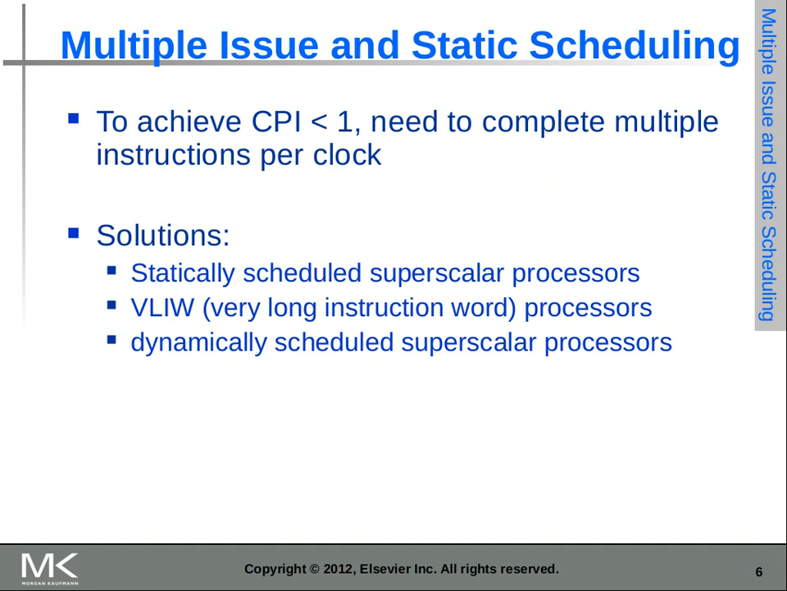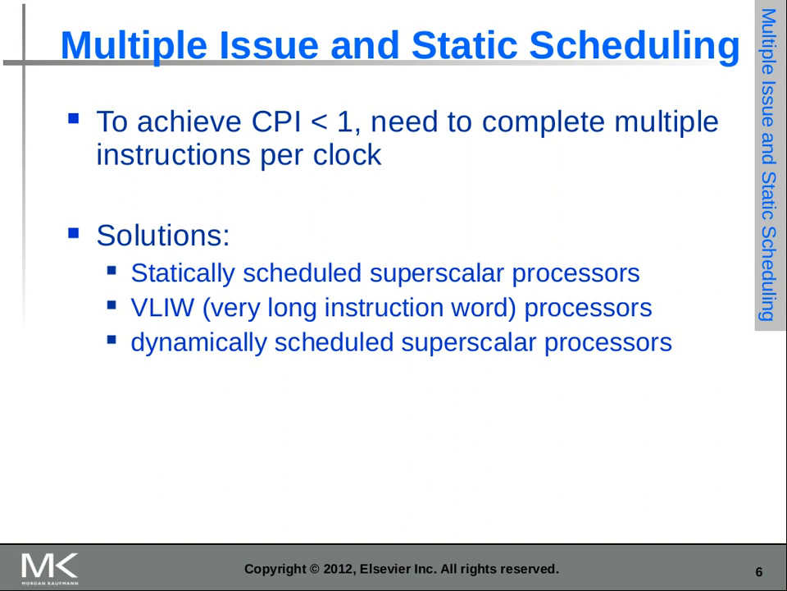VLIW, very long instruction word. Basically, you're going to take 4 instructions and put them together in something called a bundle, and the compiler is going to say that these 4 instructions have no dependencies upon one another. And then that way the hardware can just execute them without having to do any checking. You can also do dynamically scheduled superscalar processors, which is what we're doing with our out of order pipeline.